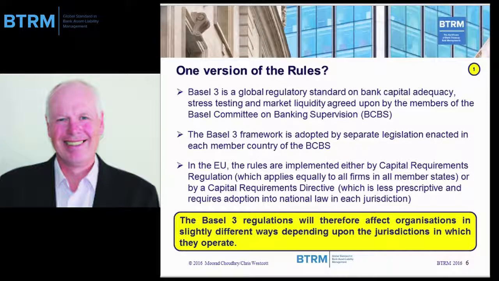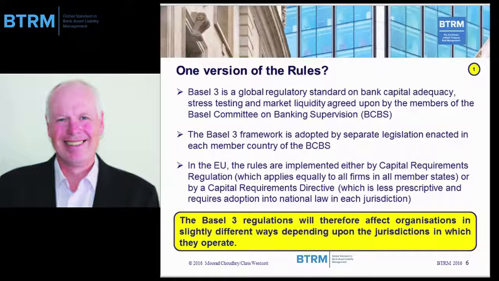Okay. So on slide 6, this is a point I make often when I'm talking about Basel. I ask the question, in which jurisdictions do the Basel rules apply? And the basic answer to that question is they themselves don't apply anywhere. The reason I say that is the Basel framework needs to be adopted by separate legislation in each of the jurisdictions in which it applies.